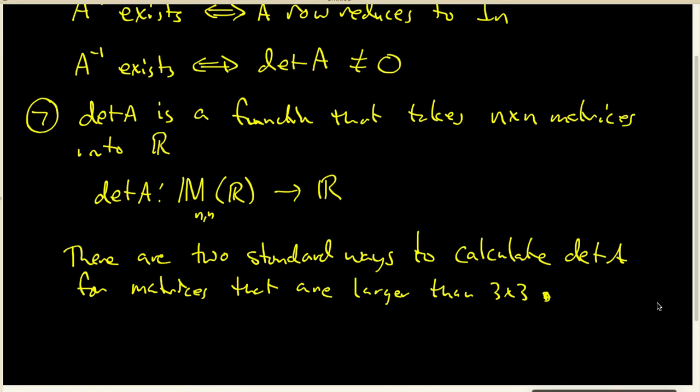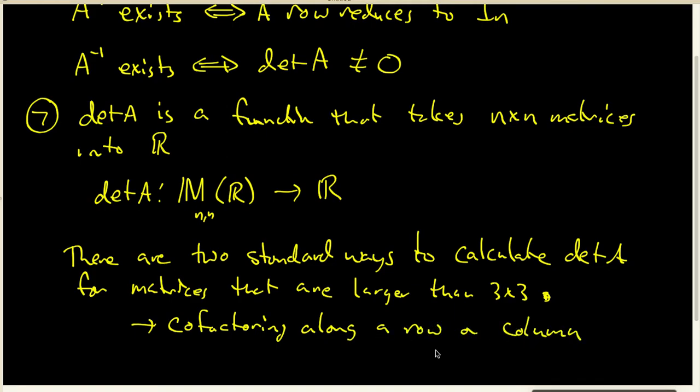There are two standard ways of calculating determinants for matrices that are larger than 3 by 3: what is known as cofactoring along a row or a column, or there's another way that involves row reduction. It doesn't really matter if you remember that much about computing determinants. I just want you to have this idea that this function is out there.